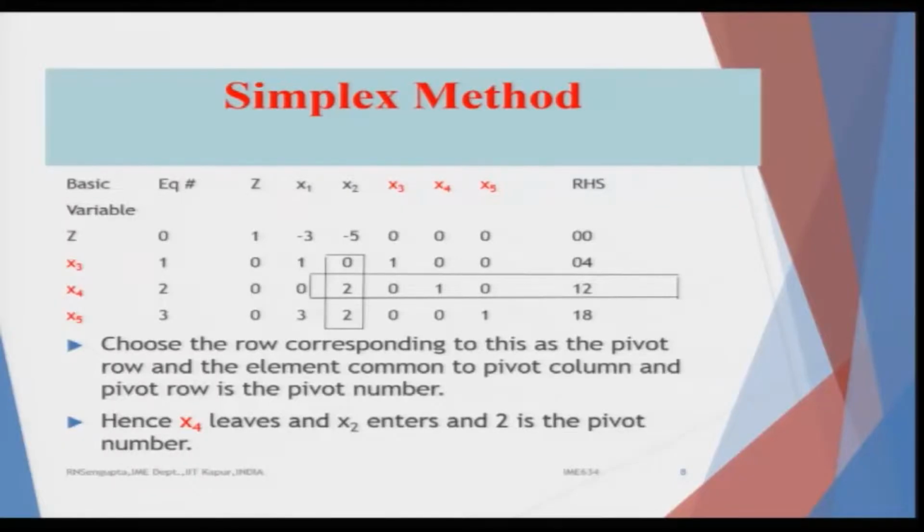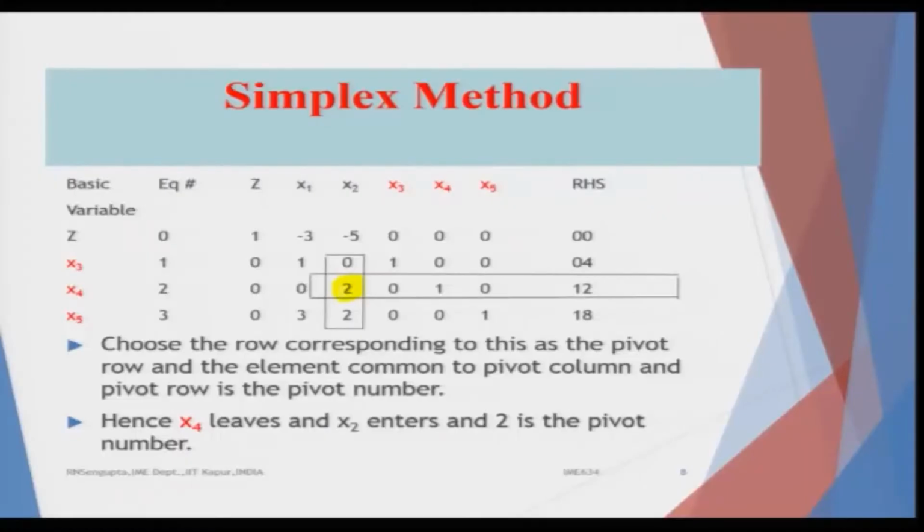So, choose the row corresponding to this as the pivot row, and the element common to the pivot column and the pivot row, which is 2, is the pivot element based on which we will start the calculation. We will utilize the Gauss-Jordan method to convert the initial basic feasible solution into the final solution. Hence, x4 will leave, which is marked in red, and x2 will enter, and 2 is the pivot element based on which we will do the calculation.